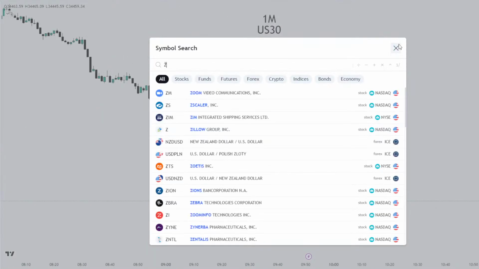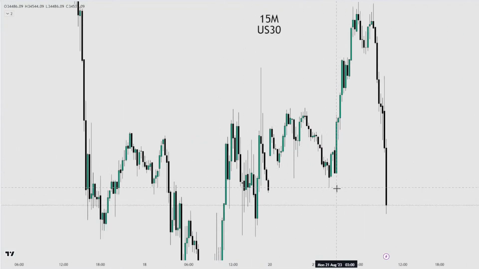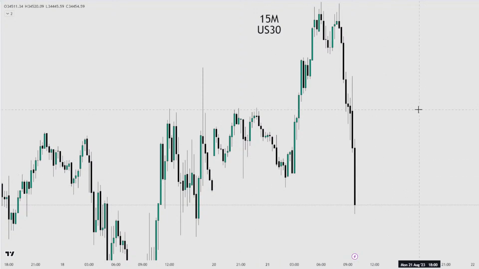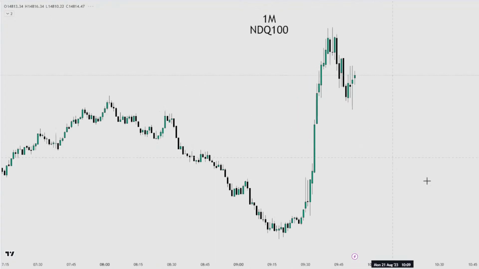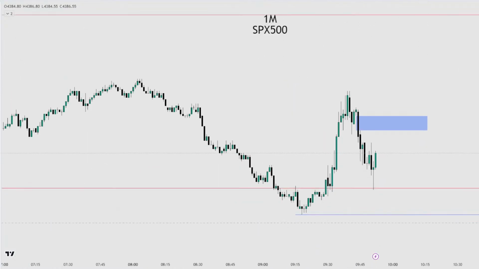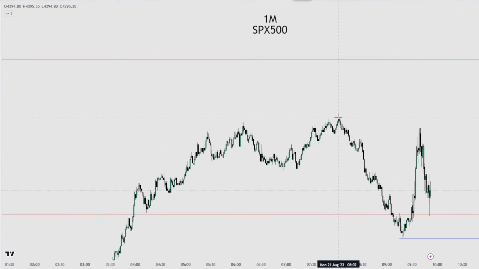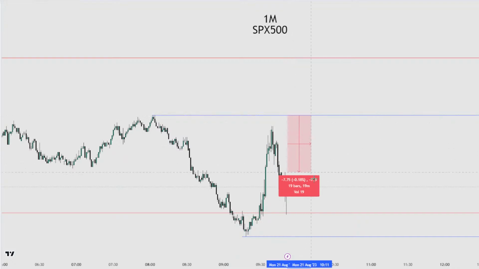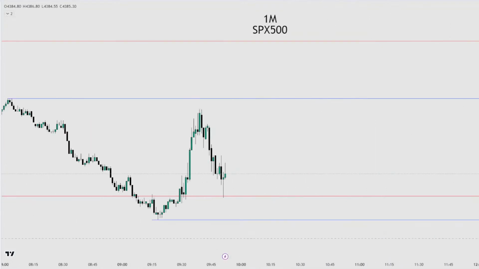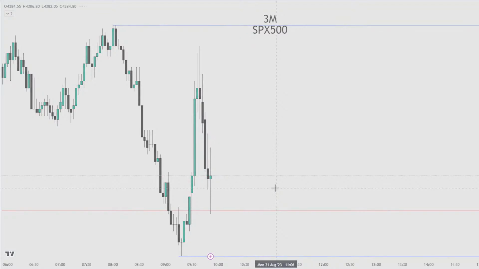Oh man, US 30 just dumping so hard. That's good to see. Oh my god, such a dump. SMT, interesting. SPX, yeah, I would like to see a buy setup. No displacement. We have liquidity here. How much is that? Oh yeah, that could be met. We are inside this gap.